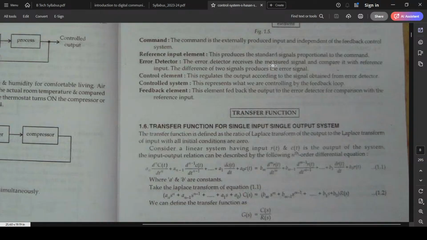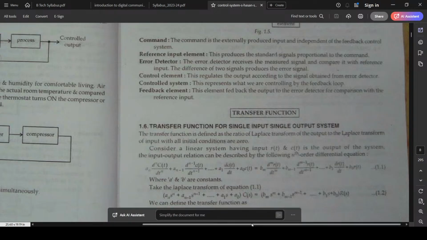Transfer function. As the name suggests, transfer just means the transfer of energy from the input to the output, and function is a mathematical representation or relation between the output and the input. So, transfer function is just the ratio. We'll see here it is given.